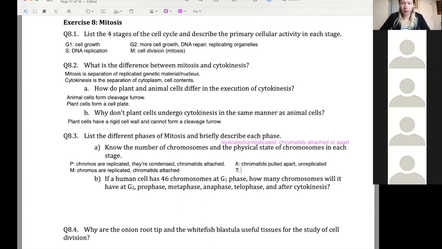And then for telophase, are the chromosomes already divided? No. The chromatids are still unreplicated, and now they're starting to be formed into two new nuclei. So they're apart and unreplicated in new nuclei. In a new what? Nucleus. Well, nuclei is the plural of nucleus. So I'm saying they're in two nuclei. They're each in their own nucleus now. In new nuclei.